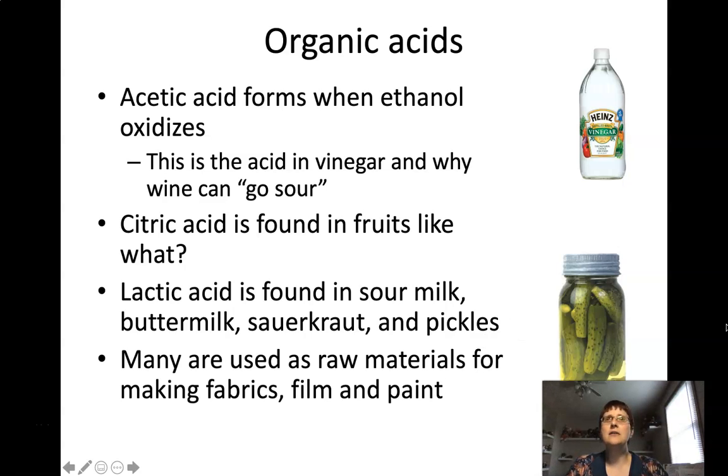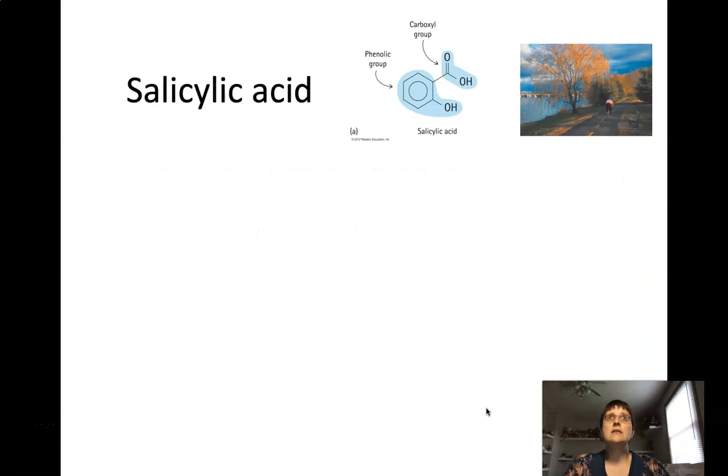And the other big thing that organic acids are important for is they use them for raw materials for making different types of fabric, film, paints. These are incredibly useful, and some of them are also used sometimes as fixers to set some of these materials. So organic acids are incredibly important. Not only that, many of you have probably used one of them and you may not have even realized it.